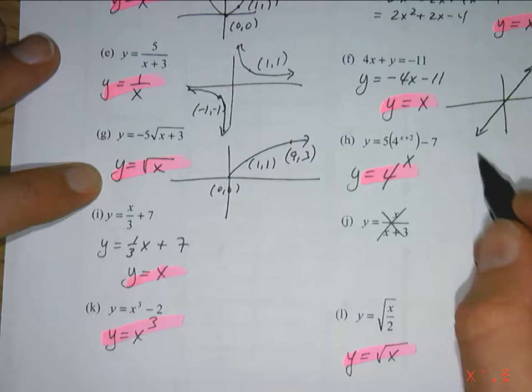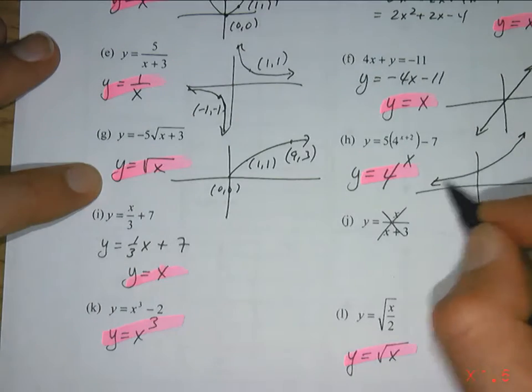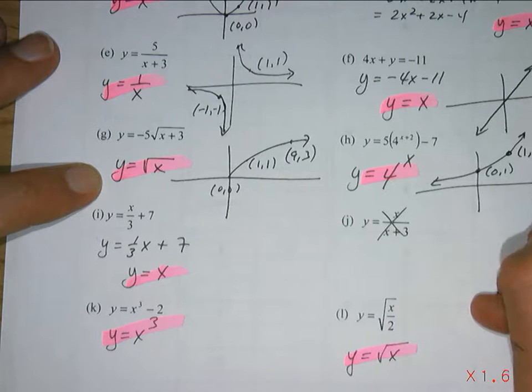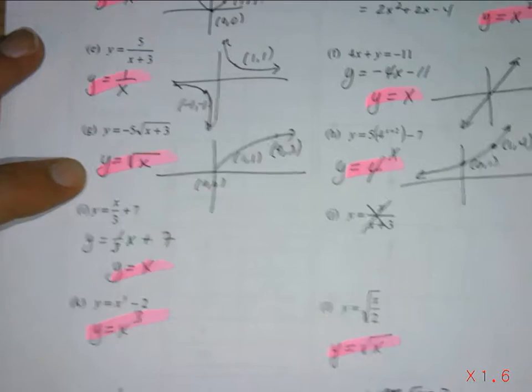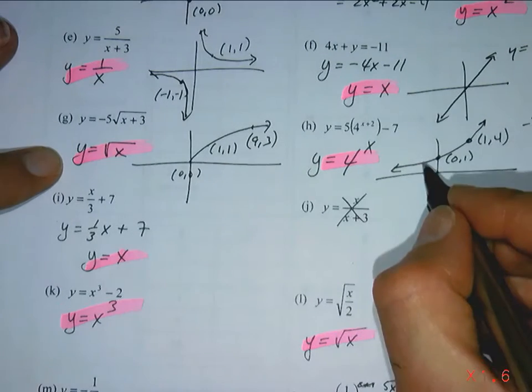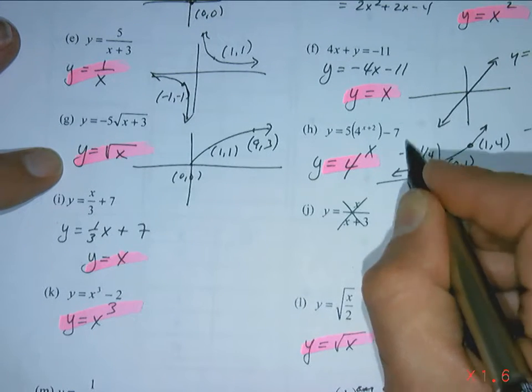Base function, 4 to the x. I know it looks like that. I know it goes through 0, 1, and I know it goes through 1, 4, because the base is 4. That's probably enough to get a good idea of where that curve is. If I want another point, I could do -1, 1/4.